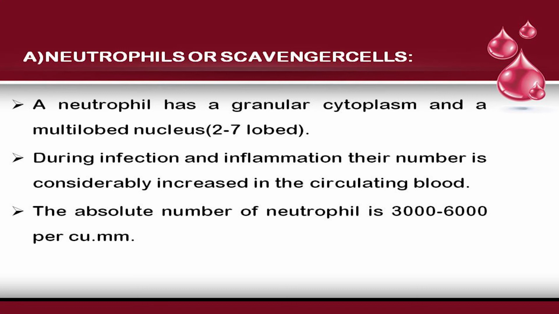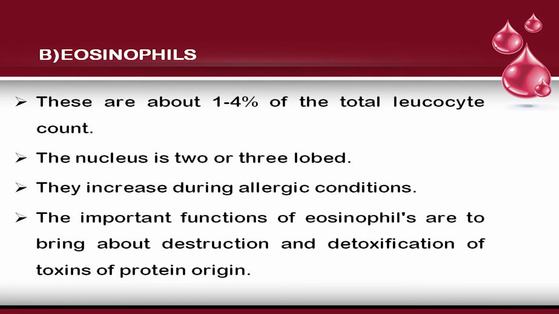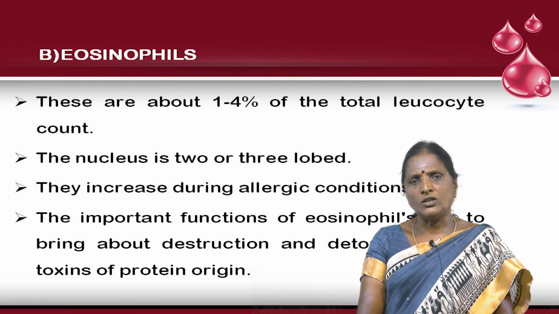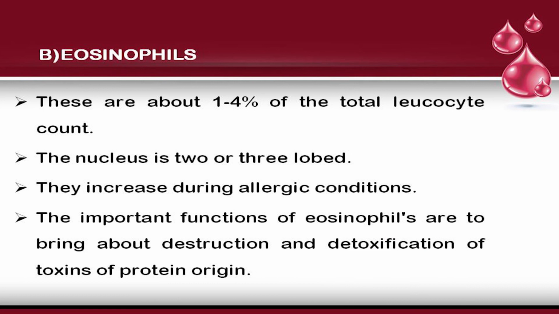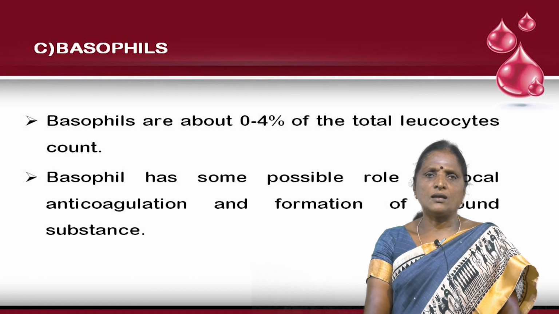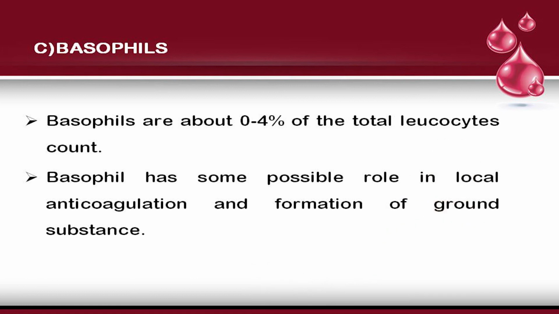The absolute number of neutrophils is 3000 to 6000 per cubic millimeter. Eosinophils are about 1 to 4% of the total leukocyte count. The nucleus is 2 or 3 lobed. They are increased during allergic conditions. The important functions of eosinophils are to bring about destruction and detoxification of toxins of protein origin. Basophils are about 0 to 4% of the total leukocyte count.